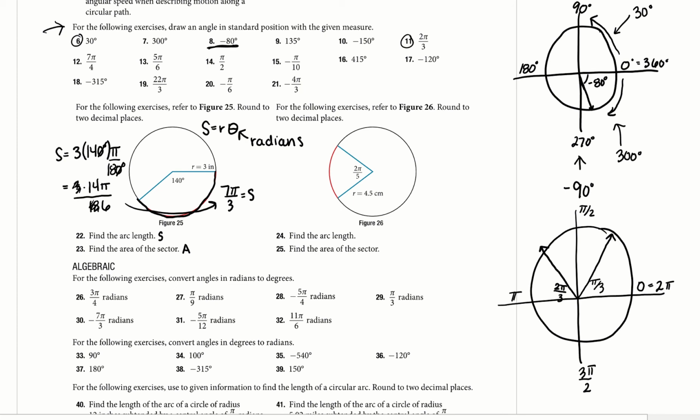Now, if I wanted to find the area of the sector, it is half theta r squared, which is equivalent to half the arc length, which is S, times r. So since I have S, which is 7 pi over 3, I can just take half of 7 pi over 3 times 3. These 3's will cancel. This is that formula. And we will get 7 pi over 2 as the area.